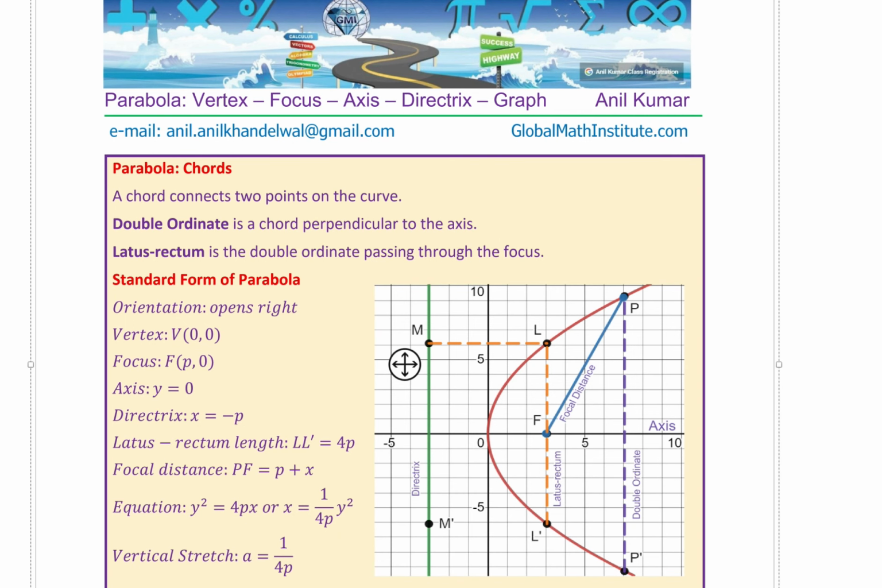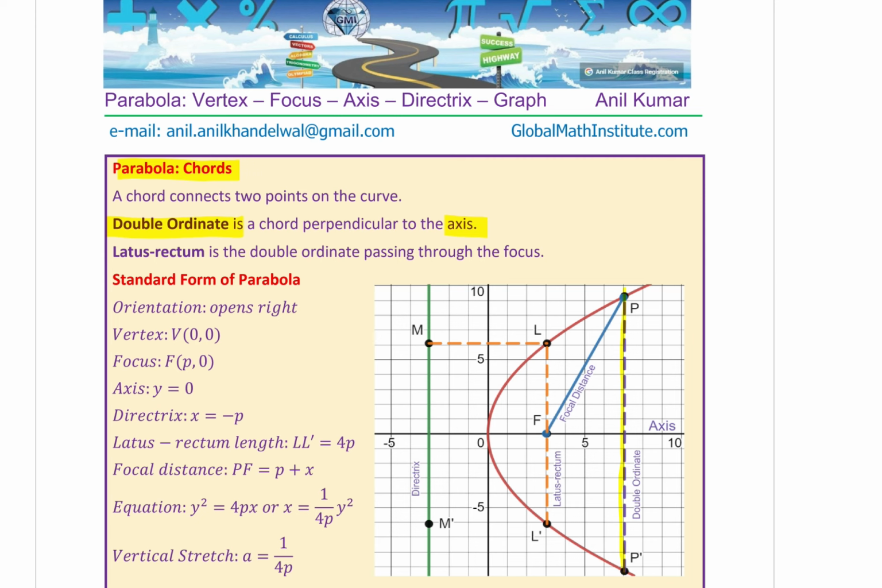I'll also define some chords in the parabola. As you know, a chord connects two points on the curve. Now, we're talking about very special chords in this case, which are perpendicular to the axis. So the chord here from P to P dash is called a double ordinate. A double ordinate is a chord perpendicular to the axis.